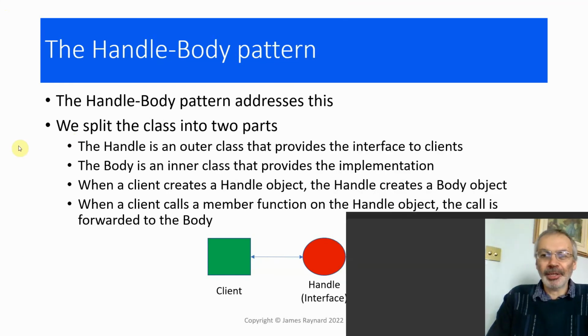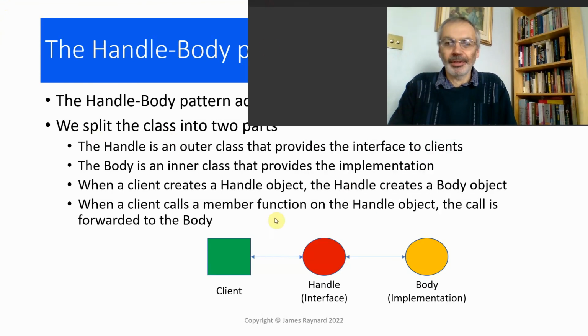The handle body pattern was introduced to address this. What we do is, in effect, we split the class into two parts. So we have two new classes, one for the interface and one for the implementation. So we have something like this. We have a handle class which has the interface, so that's just the public member functions from the class. And then we have the body which has the actual implementation, so that will be the original class definition.